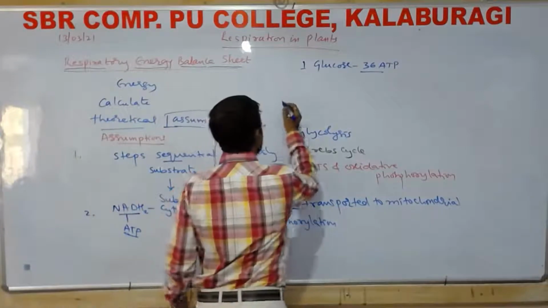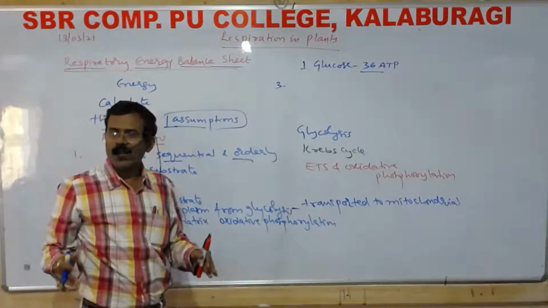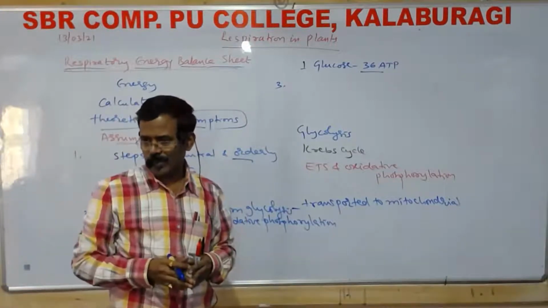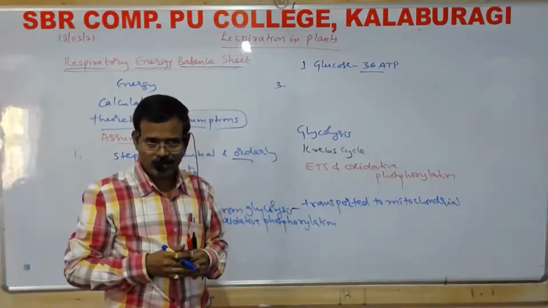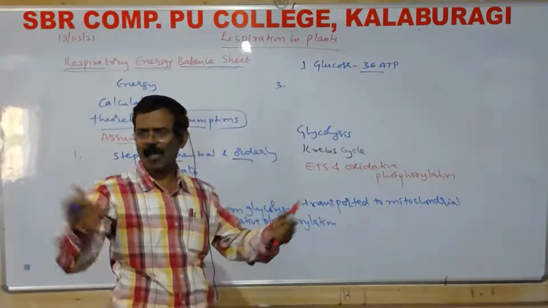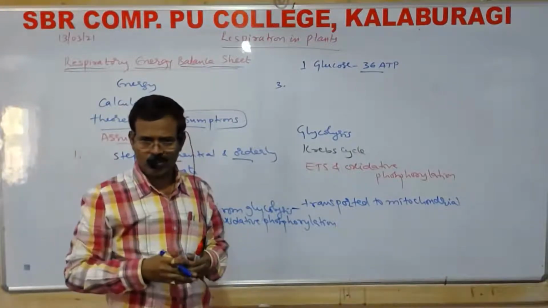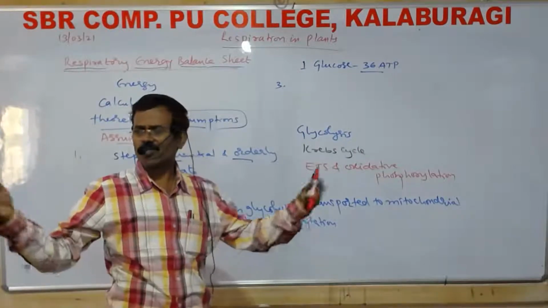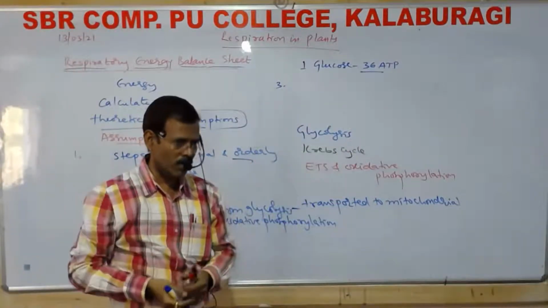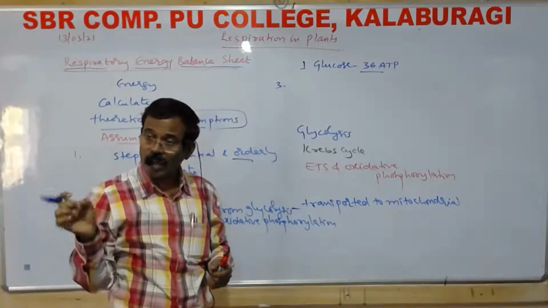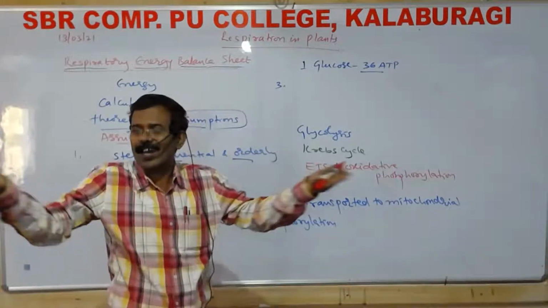Then the third assumption. What is the third assumption here? None of the intermediates is used in the synthesis of other organic compounds. Various intermediate compounds are produced. We learned in Krebs cycle: citric acid, isocitric acid, oxalosuccinic acid, alpha-ketoglutaric acid, succinic acid, fumaric acid, malic acid, like that various intermediate compounds are formed. The third assumption says none of the intermediate compounds is used in the synthesis of other organic compounds.